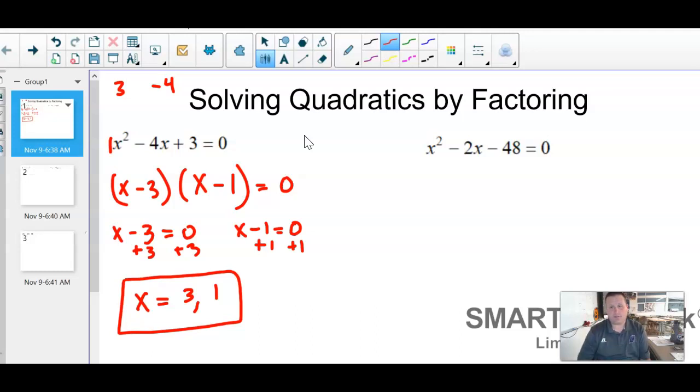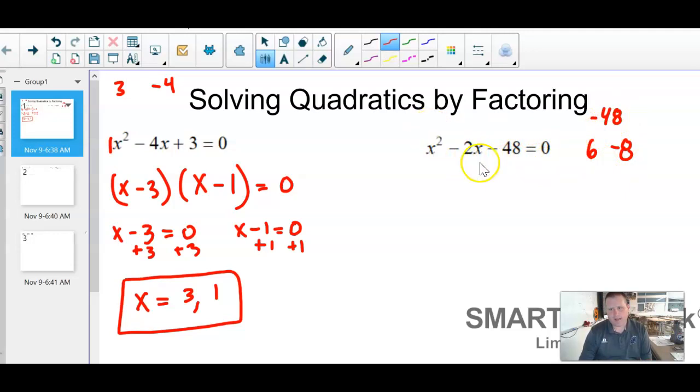So I'm going to do that same thing with this one. I'm going to multiply a and c together, which gives me -48. Then I need two numbers that will multiply to -48 and add to -2. I'm looking for 6 and 8, but I need to make one of them negative. If I make the 8 negative, then when I add them together, it'll give me -2, which is what I want. And when I multiply them, it gives me -48.